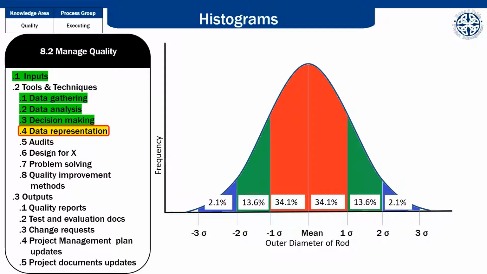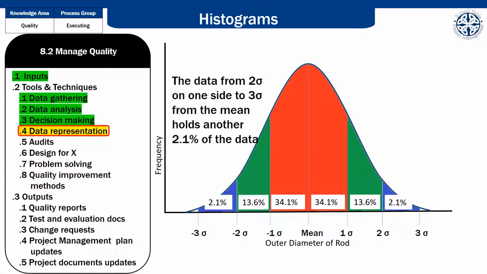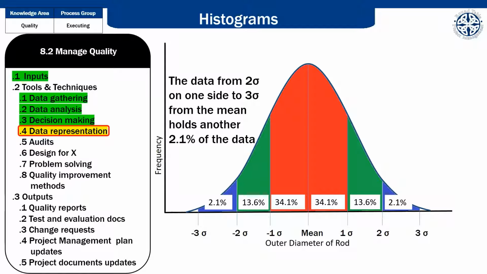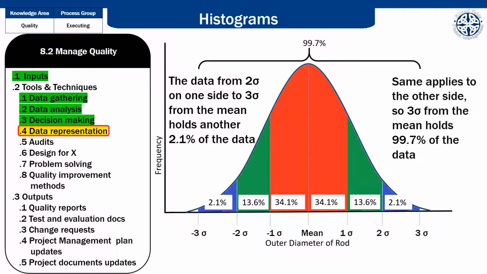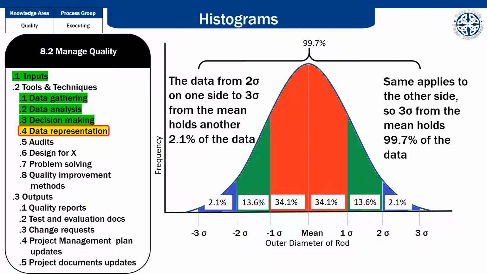Another 2.1% of the data will fall between the second and third standard deviation points. 95.4 plus 4.2 equals 99.7%. So less than 0.3% of data will fall outside 3 standard deviations of the mean. That is 3 standard deviations left and 3 standard deviations right of the mean.